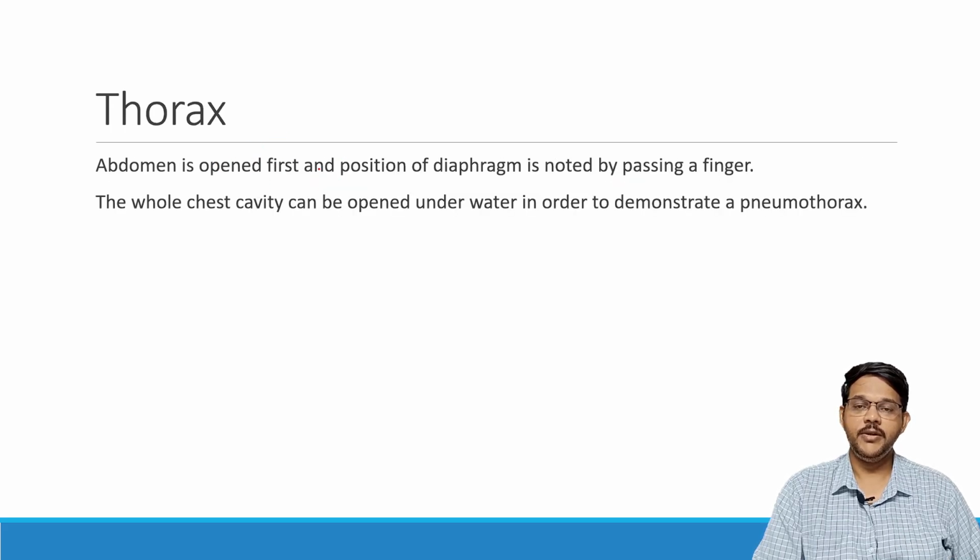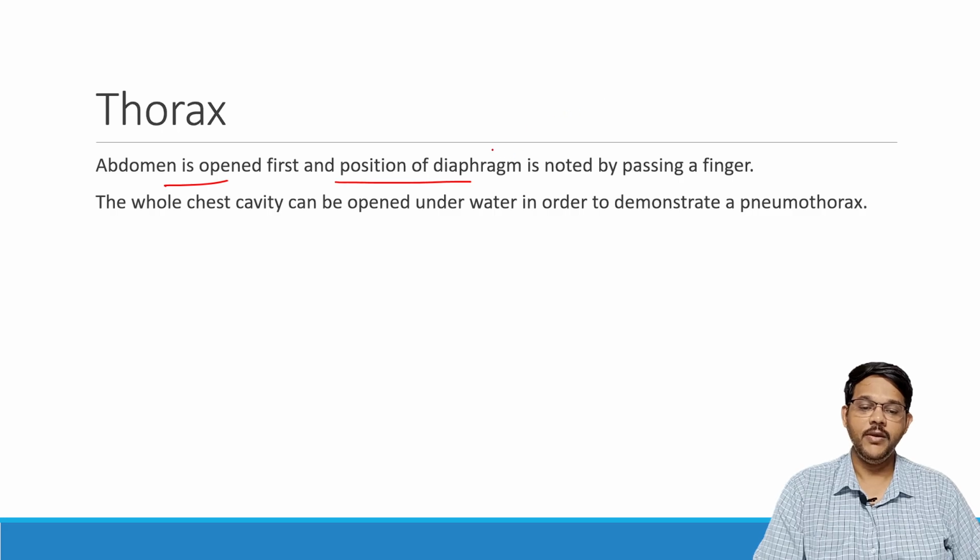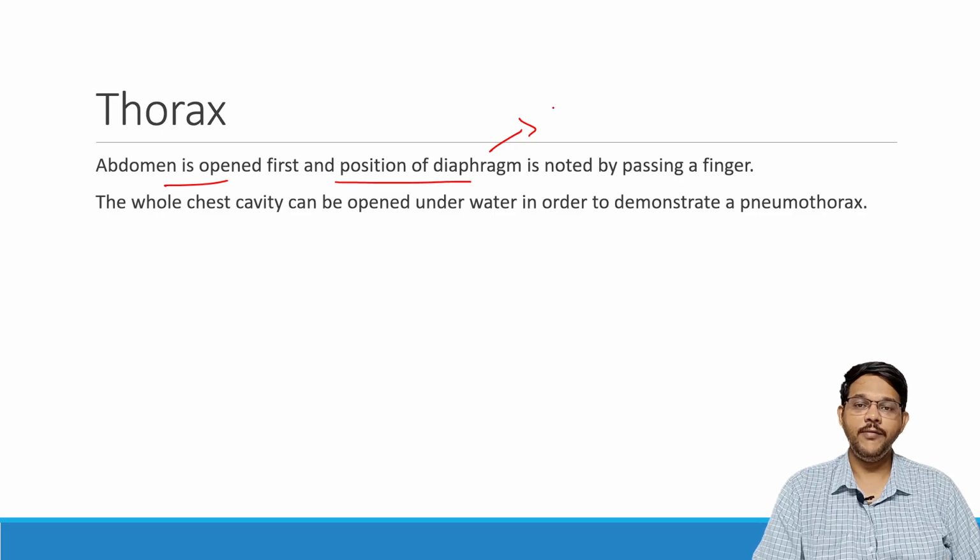Then the thorax is examined. Before examining the thorax, the abdomen is opened to know the position of the diaphragm. The diaphragm position is noted to know whether the child was born alive. If the child was born live and has breathed, the diaphragm will be in a lower position, at the level of the 4th to 5th rib. If it has not breathed air, because the lung is still collapsed, it will be at the 3rd to 4th rib. The whole chest cavity should be opened under water if pneumothorax is suspected. Under water, bubbles can be demonstrated.